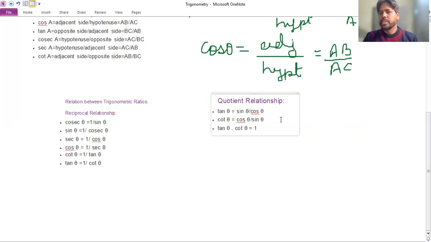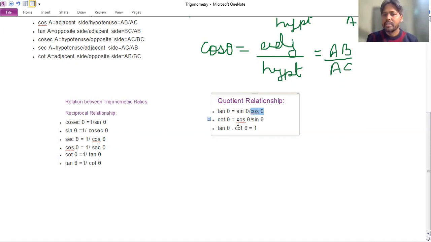Listen friends, the quotient means how the cot and tan are related to each other. The tan theta is nothing but the ratio of sine theta to cos theta, and then the cot theta becomes the reverse. As we know that tan and cot are inverse of each other, therefore if tan theta becomes sine theta upon cos theta, then cot theta will be represented as cos theta upon sine theta. That means the reverse of the quotient relationship for the tan value.